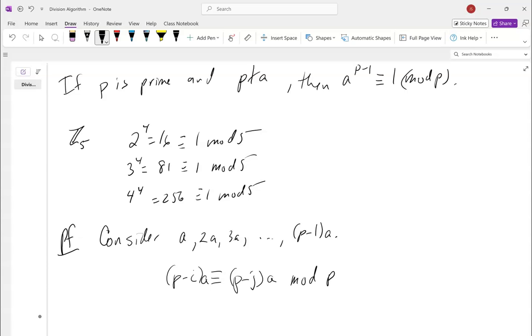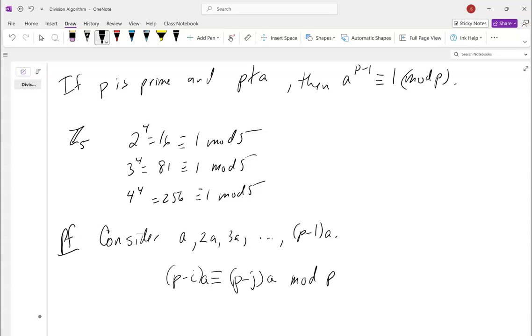And the reason why I'm doing p minus i and p minus j is I'm kind of thinking about counting backwards, right? So my i could be 1, it could be 2, and it could be all the way up to p minus 1. I'm just thinking about it backwards, just the way that it's written there. What do we know about the relationship between p and a? Yeah, it doesn't divide, right?